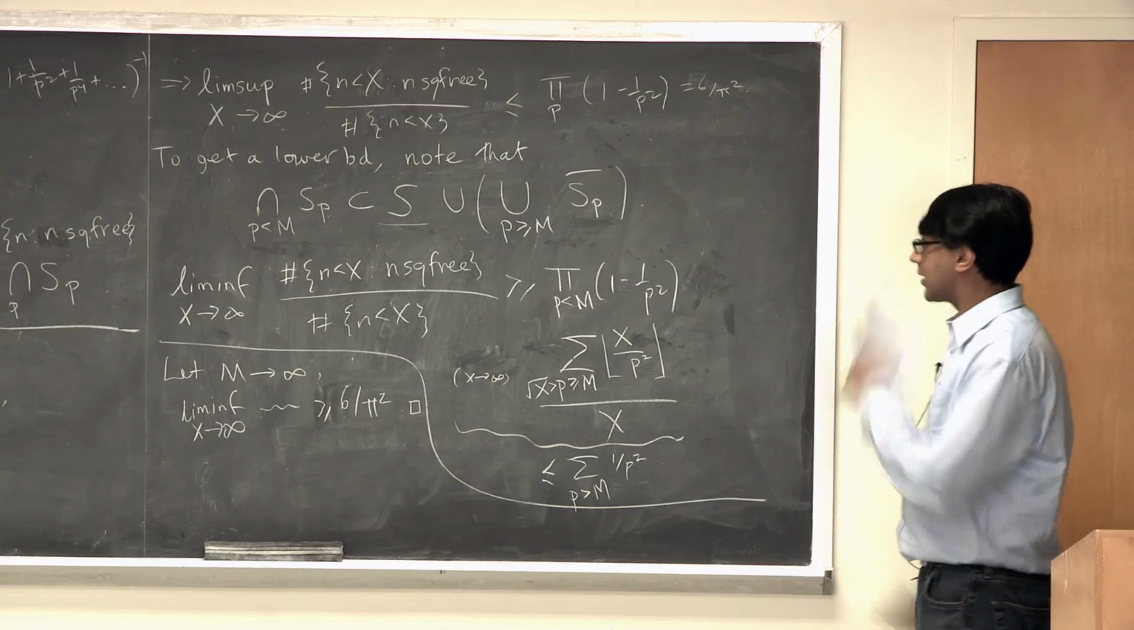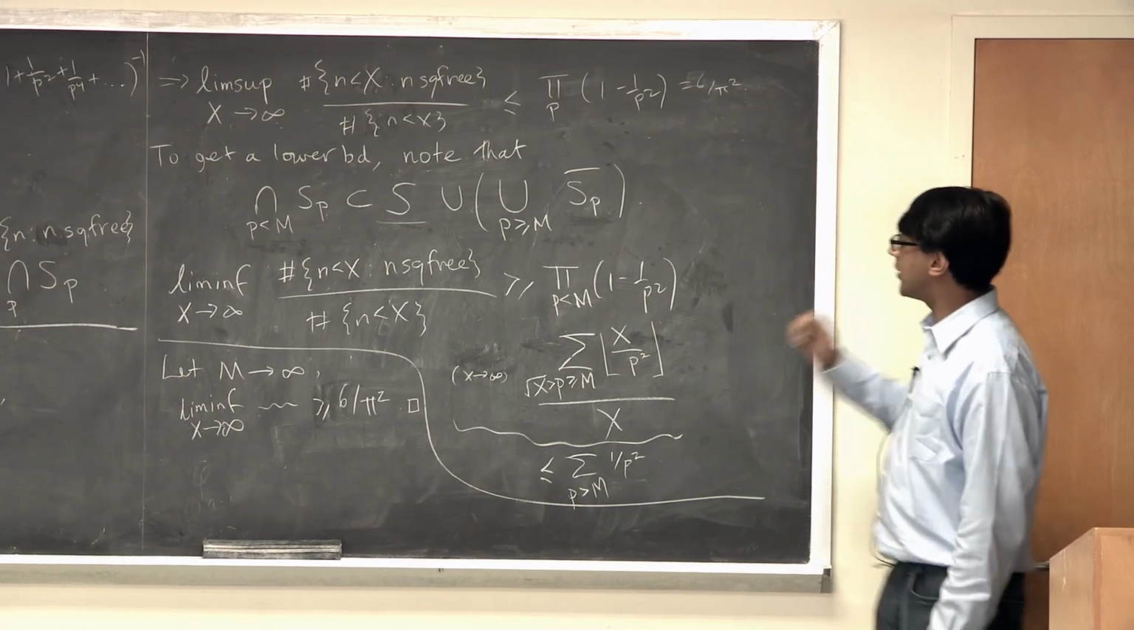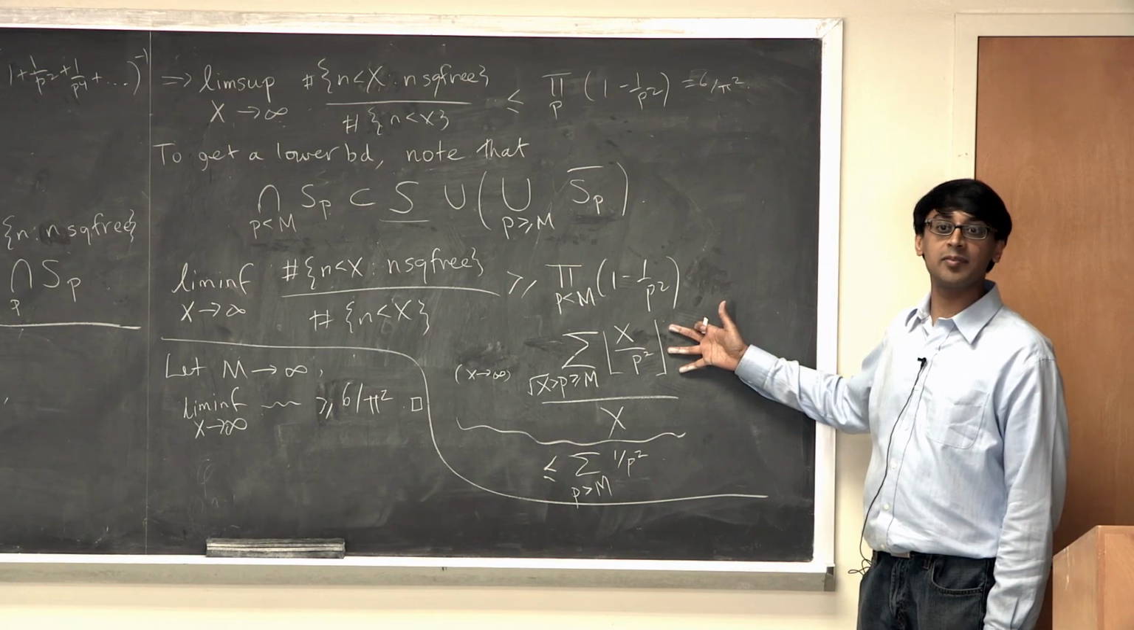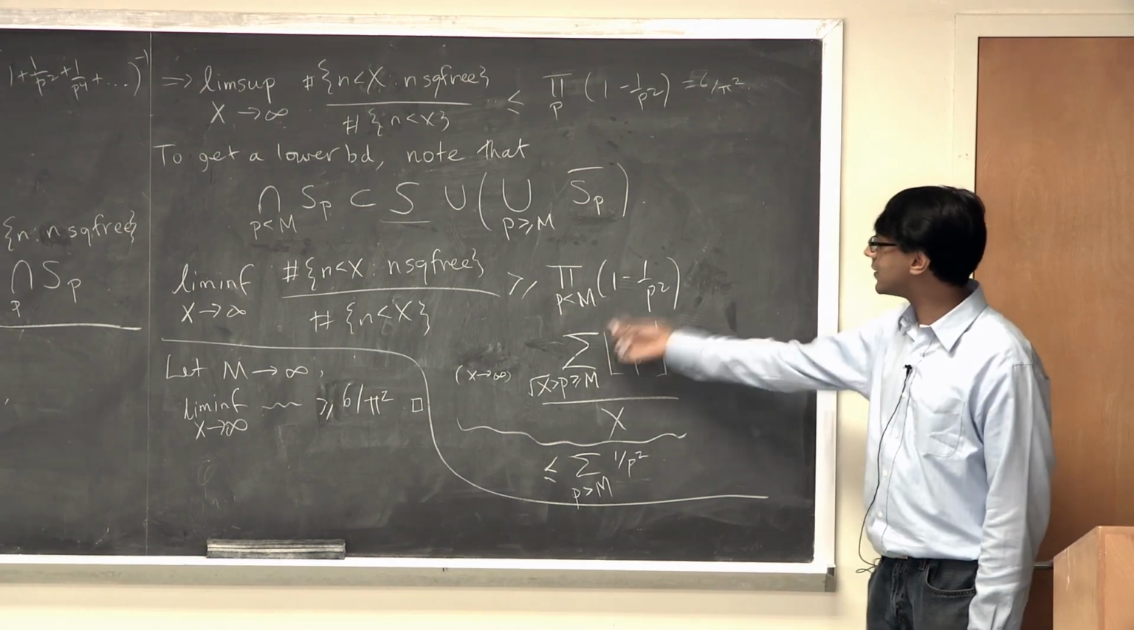So what was the key thing that allowed us to get the lower bound? It was the fact that between 0 and x, we could exactly count the number of elements that are multiples of p squared and get an exact formula, or at least a very good bound.